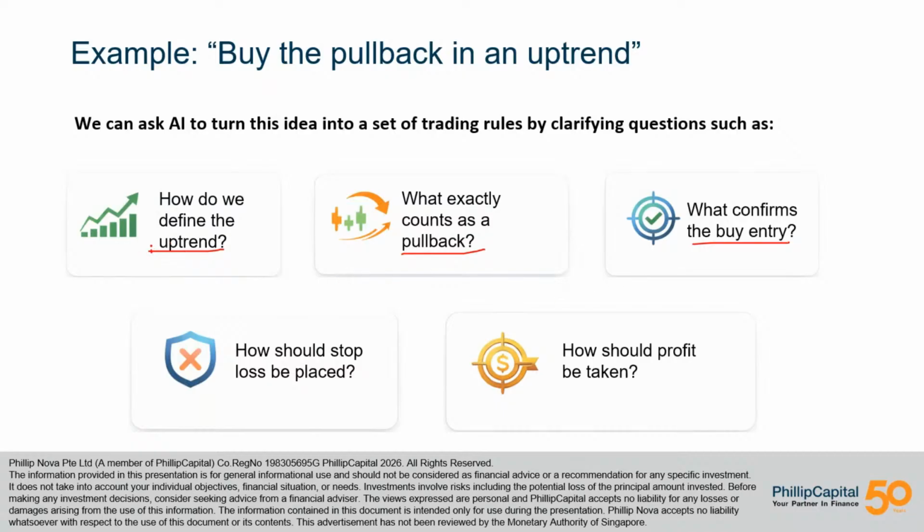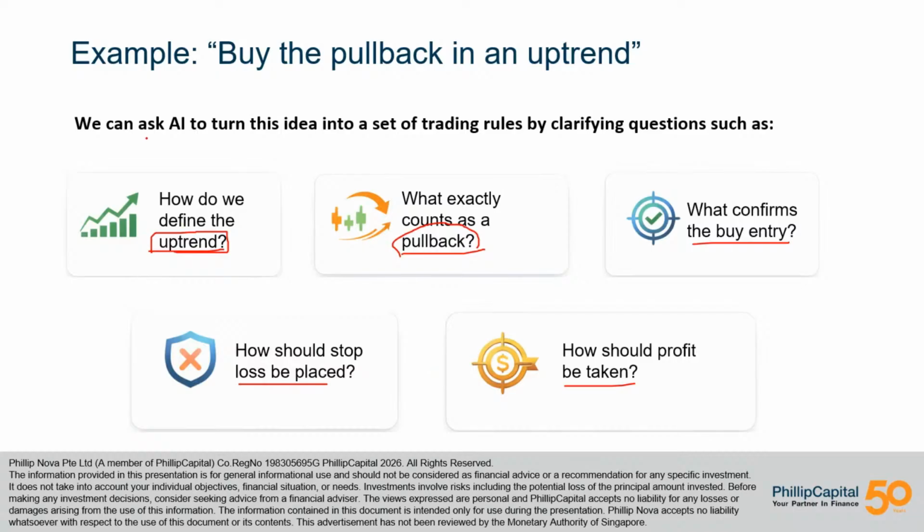So for the uptrend, there can be many methods to identify it. It can be using an indicator like a moving average. You can use price structure like swing high, swing low. You can use many things. And then you can also use either a price pattern or indicators to determine whether there's a real pullback or not. And then you can confirm the buy entry. And then once you have entered, you need to manage your stop loss and also the taking profits.